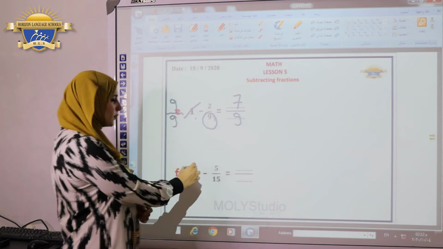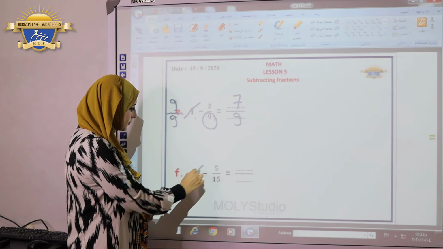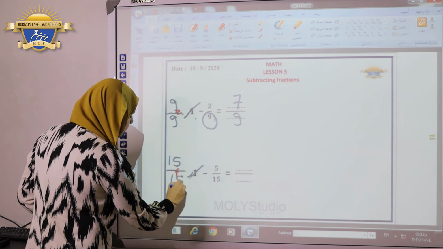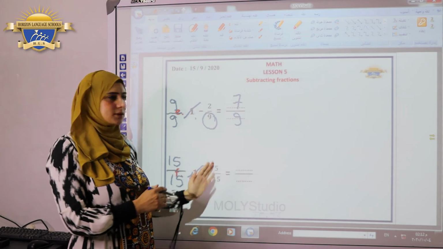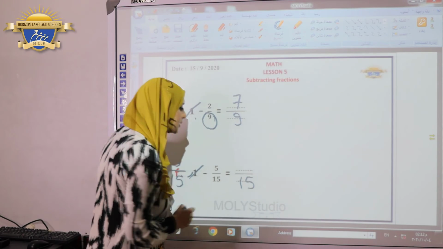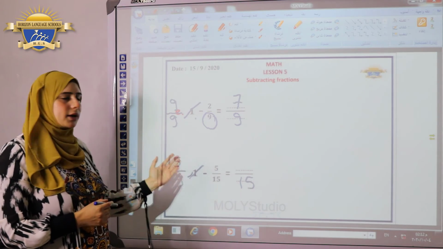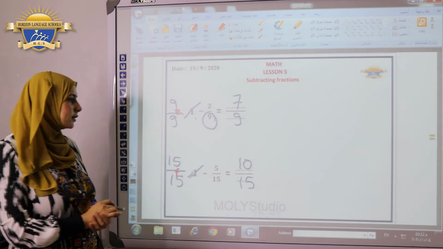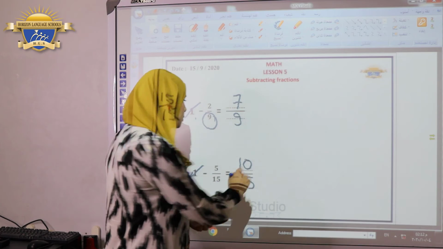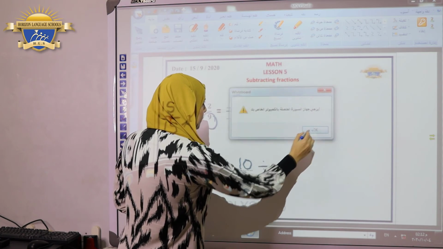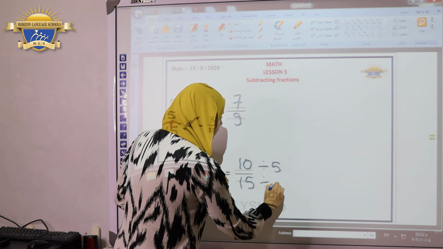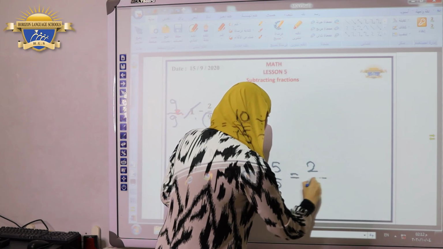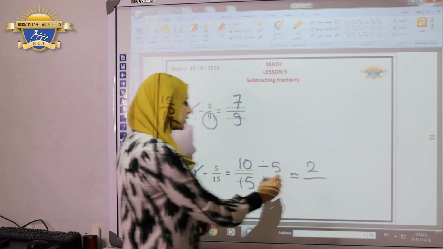Number F, I will cancel here 1 and then write 15 over 15. 15 down, so I will keep 15 and subtract the numerators. 15 minus 5 equals 10. 10 and 15 are the products of table 5. So I will divide up and down by 5. 10 divided by 5 equals 2. 15 divided by 5 equals 3.